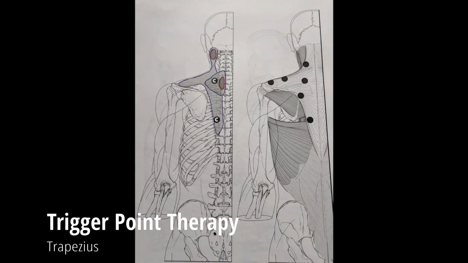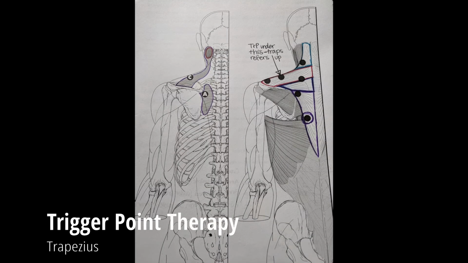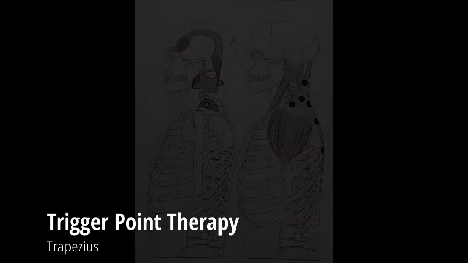Next in our trigger point therapy series, we have our trapezius. There are 4 heads of the trapezius. The first head is at the external occipital protuberance to the spinous process of C7. Then there's the second head, which blends with the first head near C7.